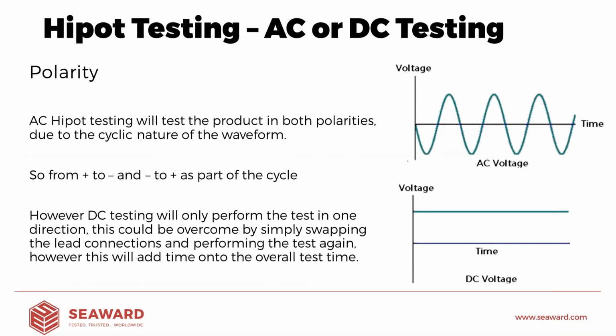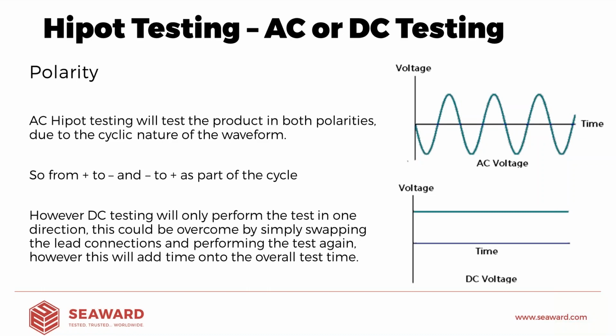Next thing to look at is polarity. Again, we're looking at the AC waveform. The cycle moves from positive to negative. So effectively, when we perform an AC Hipot test, we're stressing the product in both polarities, both from positive to negative and also from negative to positive as part of that test cycle. With DC testing, we only tend to perform the test in one direction. So we're only really stressing it from positive to negative.